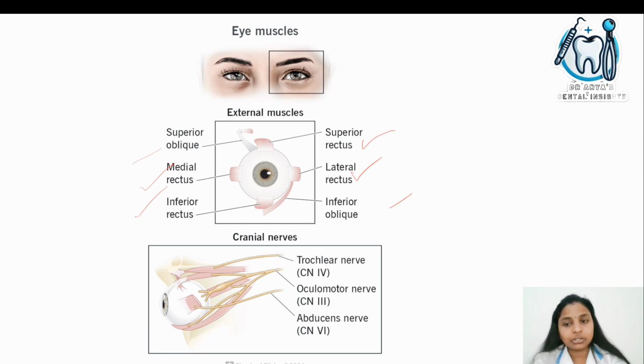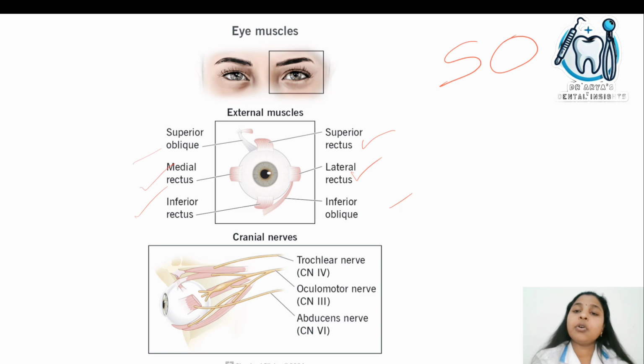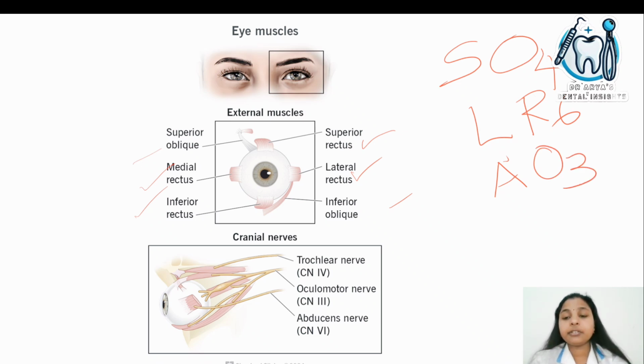So its innervation is also important. There is one more mnemonic, that is SO4, LR6, AO3. So this is the mnemonic for extraocular muscles. What is SO? It is superior oblique. If it's superior oblique, then it is innervated by the fourth nerve. Which is the fourth nerve? Yes, it is trochlear. So the superior oblique is innervated by the fourth cranial nerve, that is the trochlear nerve.